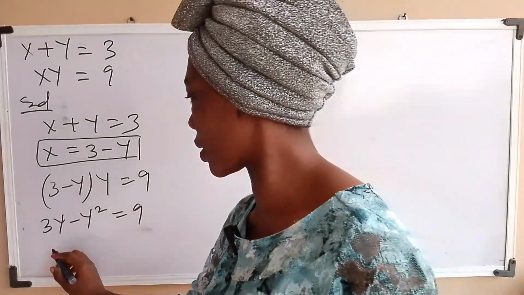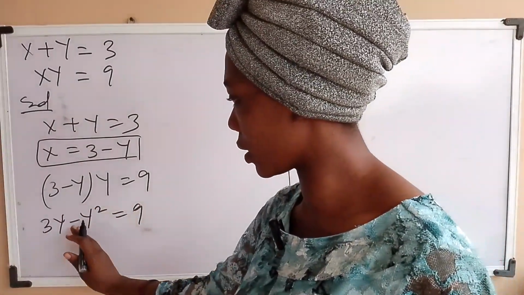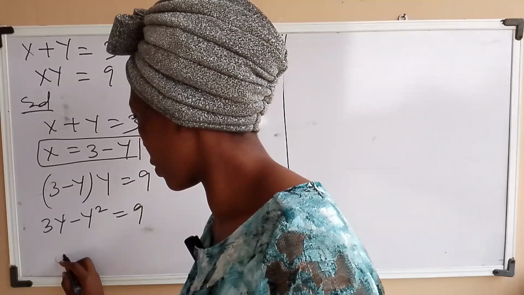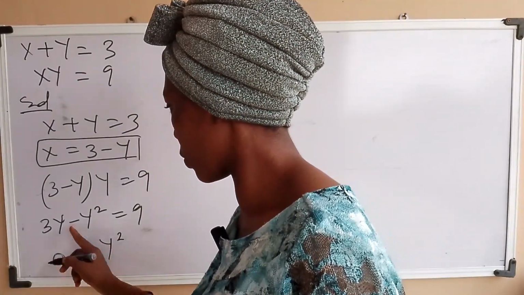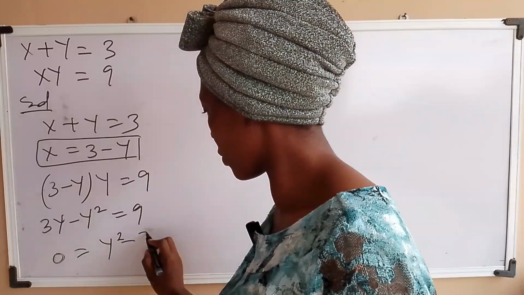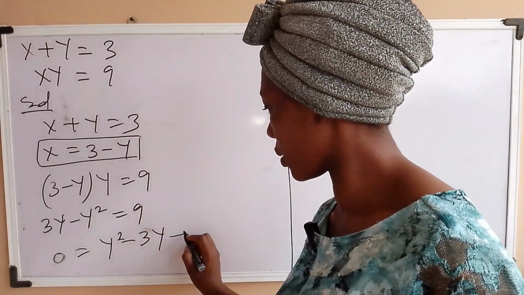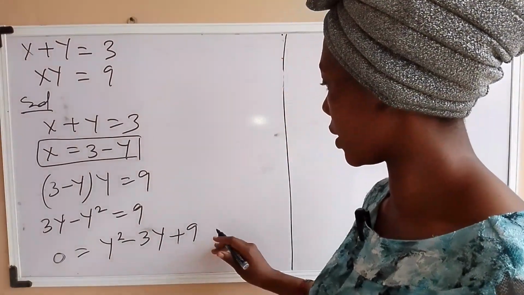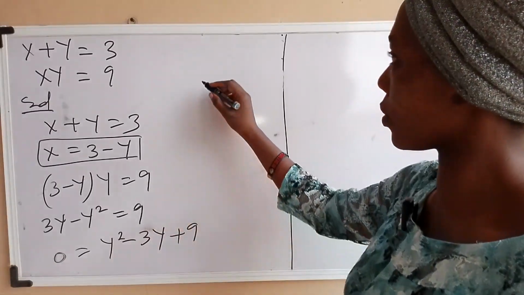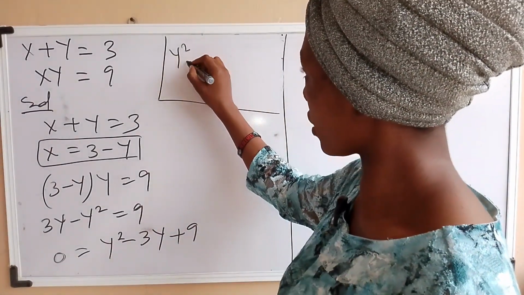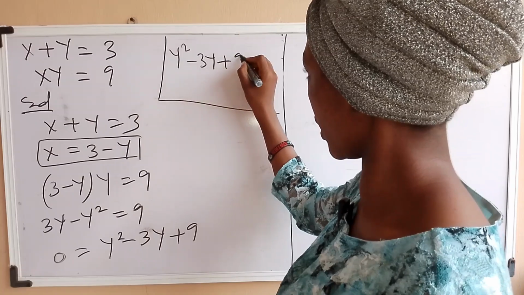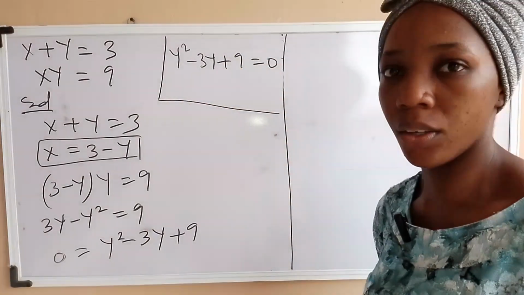So we'll move them to this side, so that this can change to plus. So everything here will be 0 equals y squared, because to be positive, this will be negative. This remains positive. Then the next thing we do is interchange them. So it will move to y squared minus 3y plus 9 equals 0. I prefer it written this way.